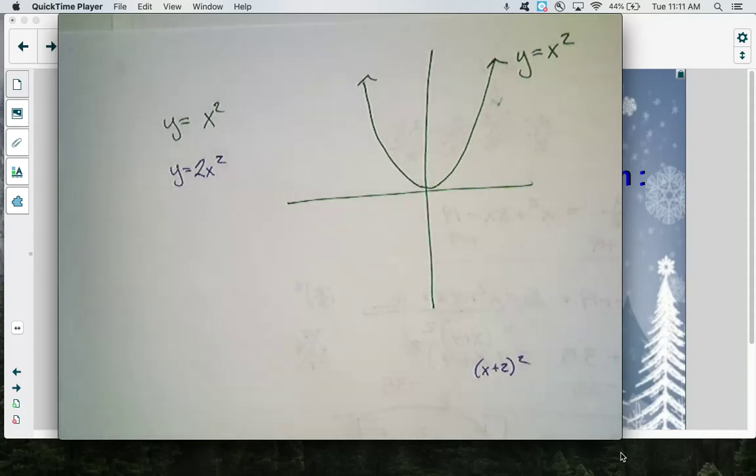Lydia? Does it change the roots? Change the what? The roots? No, it's actually going to stay exactly there. I like where your head's at, so Lydia thought maybe change the roots.